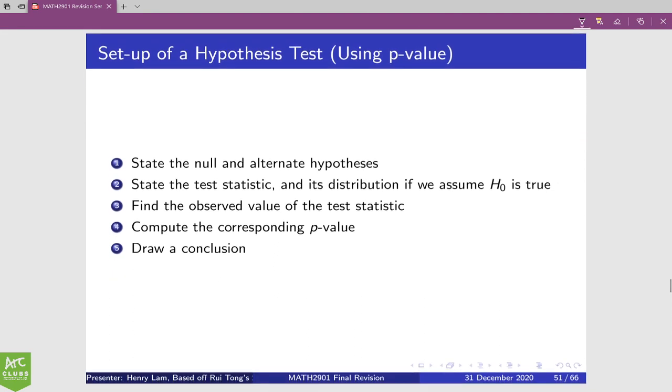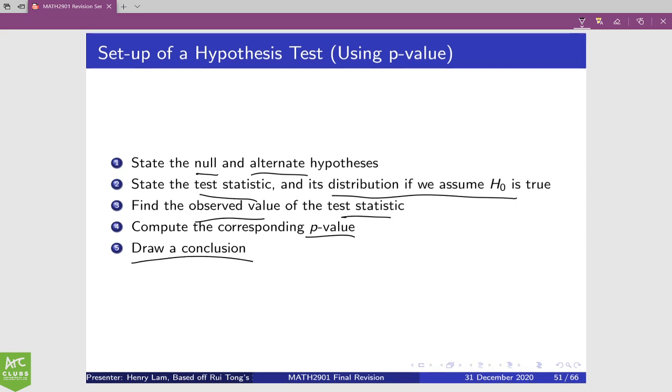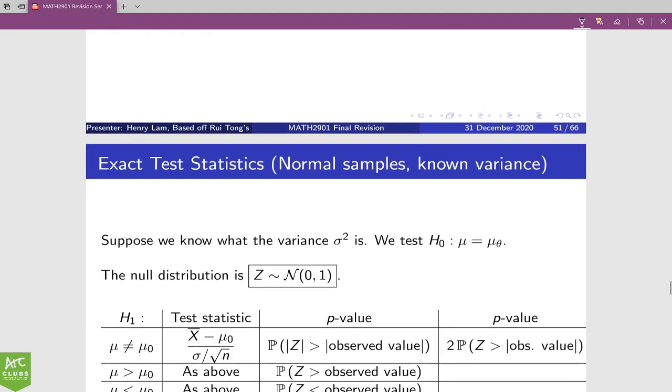Right, so the way we do the hypothesis testing using p-value is basically, well, you firstly need to know your null and your alternate hypothesis, then you need to figure out your test statistic and the distribution given that the null is true. You find the actual value of it, you find its p-value, and then you make a conclusion. Right, so we'll go through this step by step.